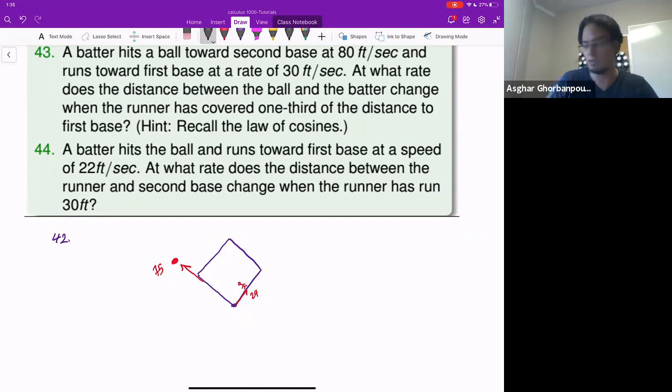Oh my God, do I have the charger here? Yes, I have. Okay, so let me.